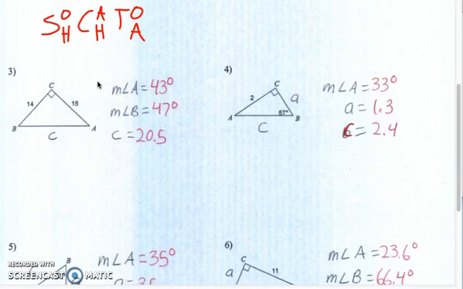All right, now let's do number 4. Now, to solve for our measure of angle A, we can take 180 degrees, subtract 90, and subtract 57, and we're going to get 33 degrees. That's the easy part. But let's go ahead and calculate the two sides.